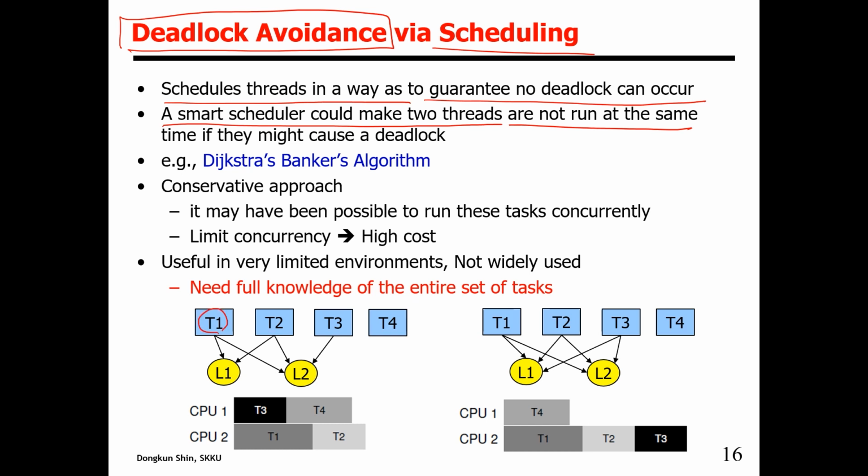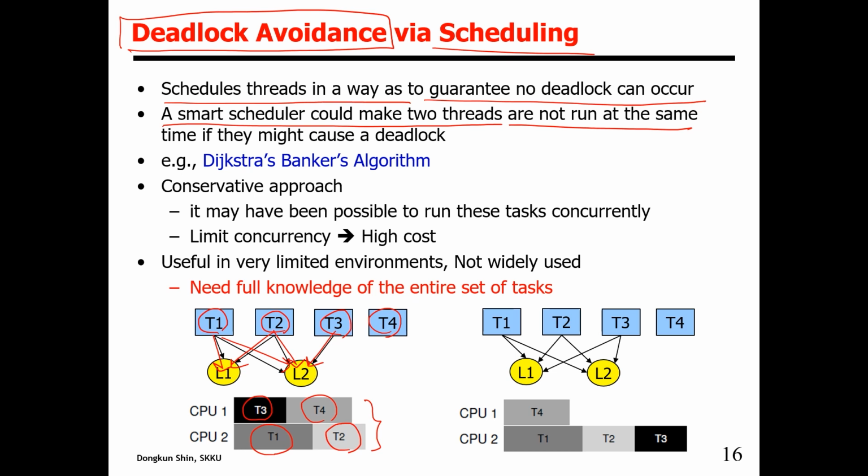There are four threads, T1, T2, T3, T4. T1 and T2 compete for both resources, L1 and L2. So in this case, the scheduler serializes the execution of T1 and T2. These two threads are not scheduled simultaneously, so there is no contention between them. But T3 and T1 can be scheduled simultaneously because T3 requires only one lock variable, and likewise T4. So this task scheduling can avoid the deadlock situation.